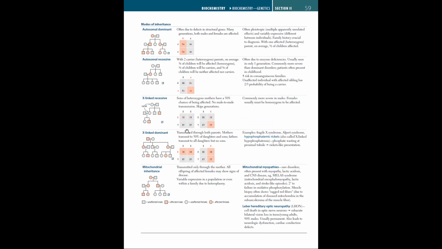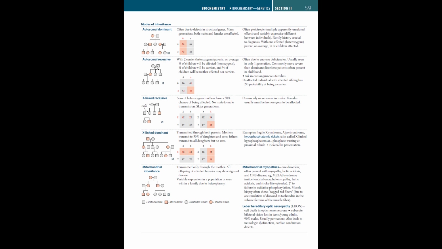Now here we have the modes of inheritance, which are autosomal dominant, autosomal recessive, X-linked recessive, X-linked dominant, and mitochondrial inheritance. Let's talk about autosomal dominant. This is often due to defects in structural genes. Many generations, both males and females, are affected. This is often pleiotropic, meaning multiple apparently unrelated effects, and variably expressive, different between individuals. Family history is crucial to diagnosis, with one affected heterozygous parent, on average 50% of children affected.